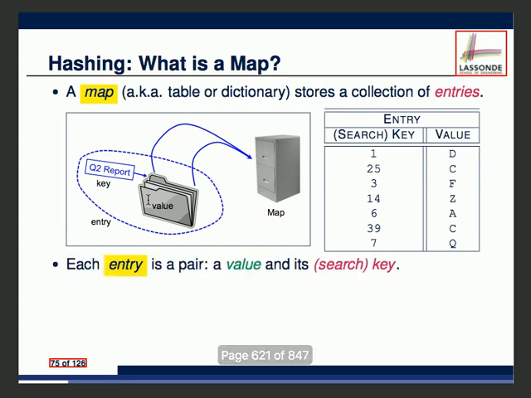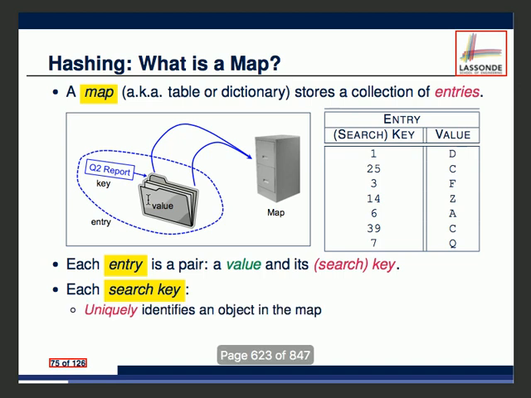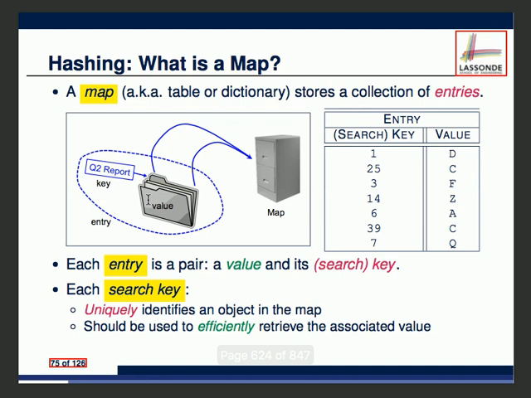Okay, so now we talk about the entry. We've got a value and we've got a search key. And I'm going to give you some examples you're very familiar with already. Each search key must uniquely identify an object in the map. And also, so now here's the thing.